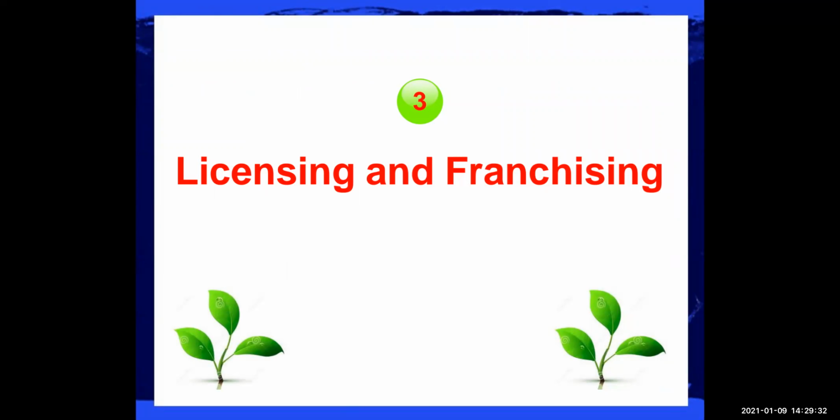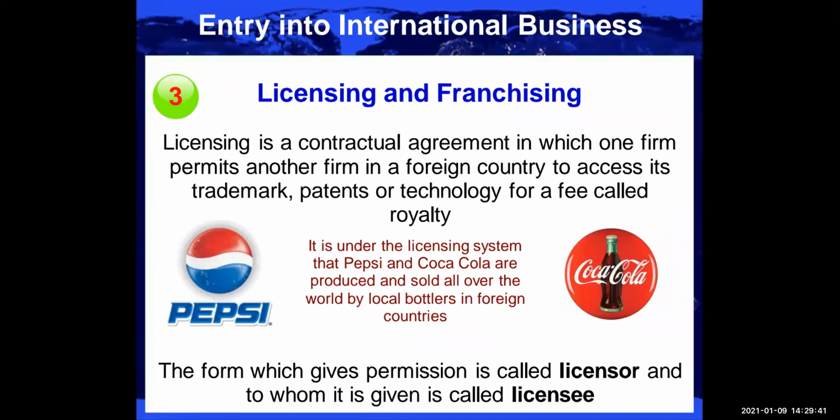The third thing is licensing and franchising, which is another mode of entry into international business. Licensing is a contractual agreement in which one firm permits another firm in a foreign country to access its trademark, patent, or technology for a fee which is called royalty. It is under the licensing system that Pepsi and Coca-Cola are produced and sold all over the world by local bottlers in foreign countries. The firm which gives permission is called the licensor, and the one to whom it is given is called the licensee.